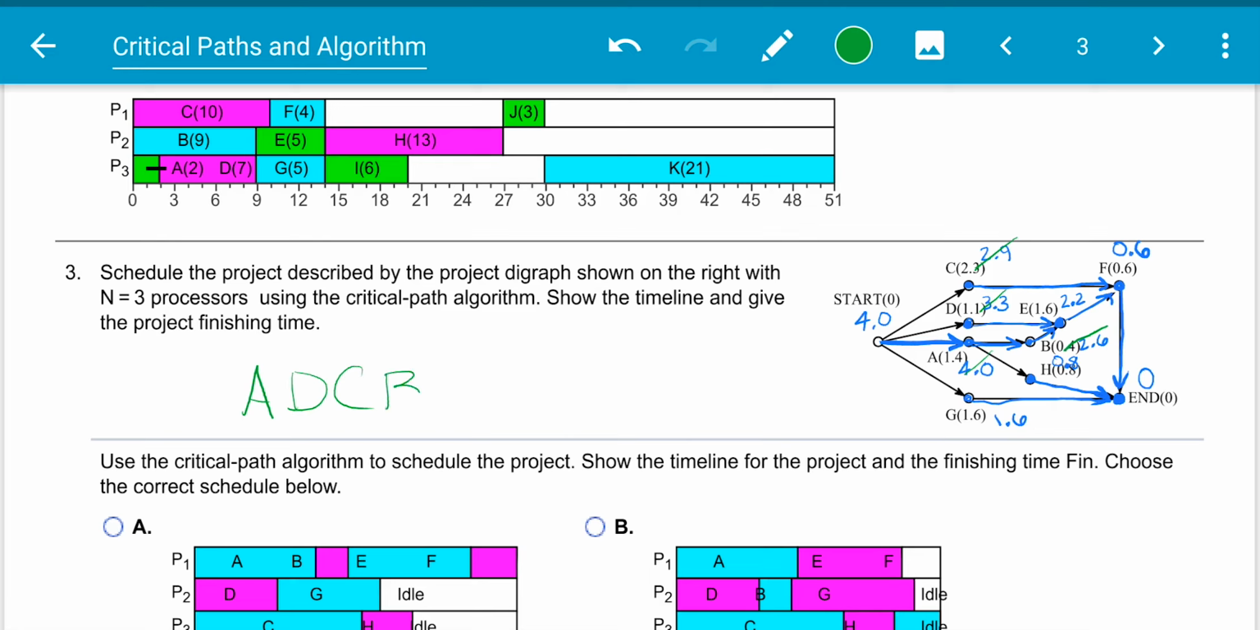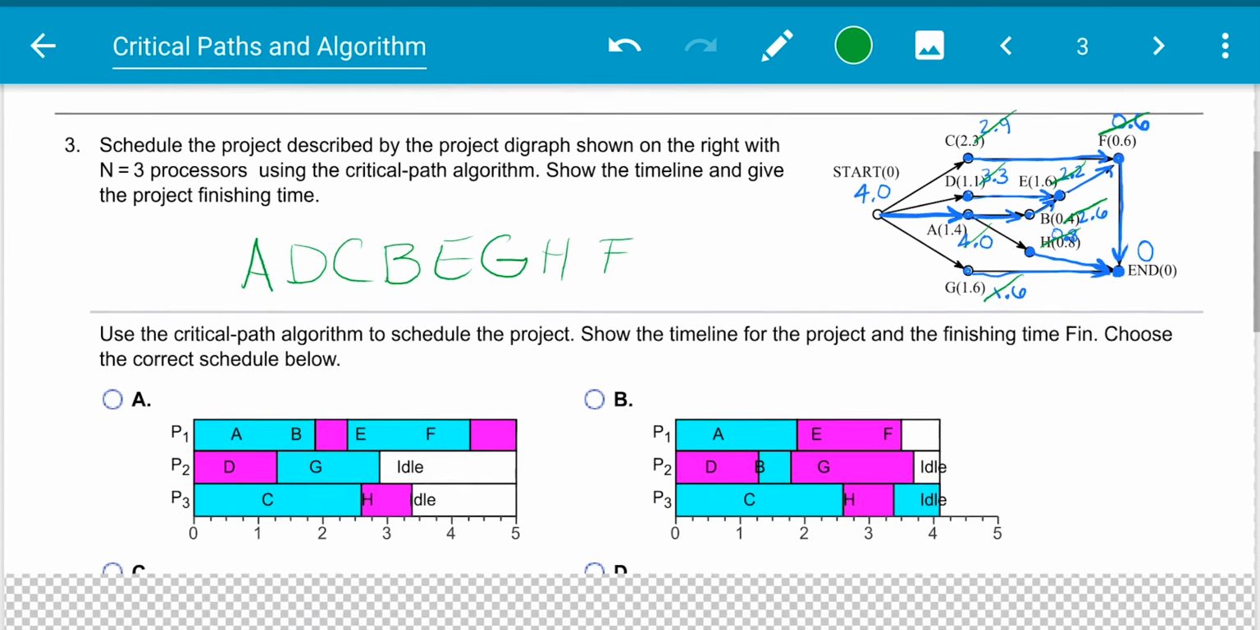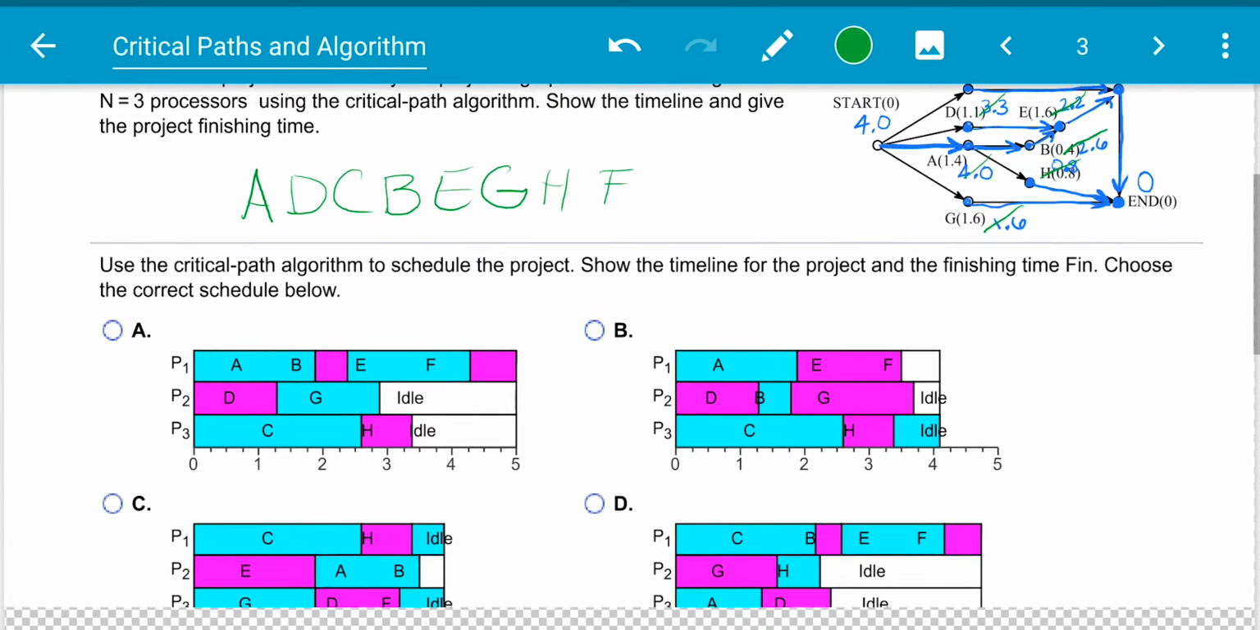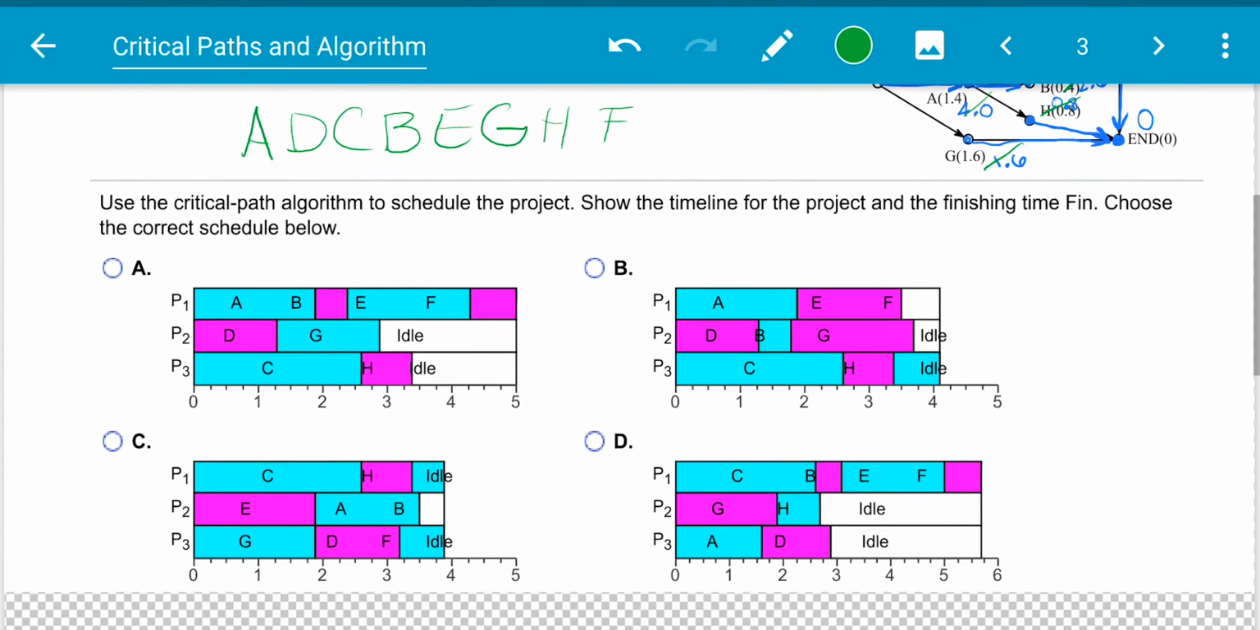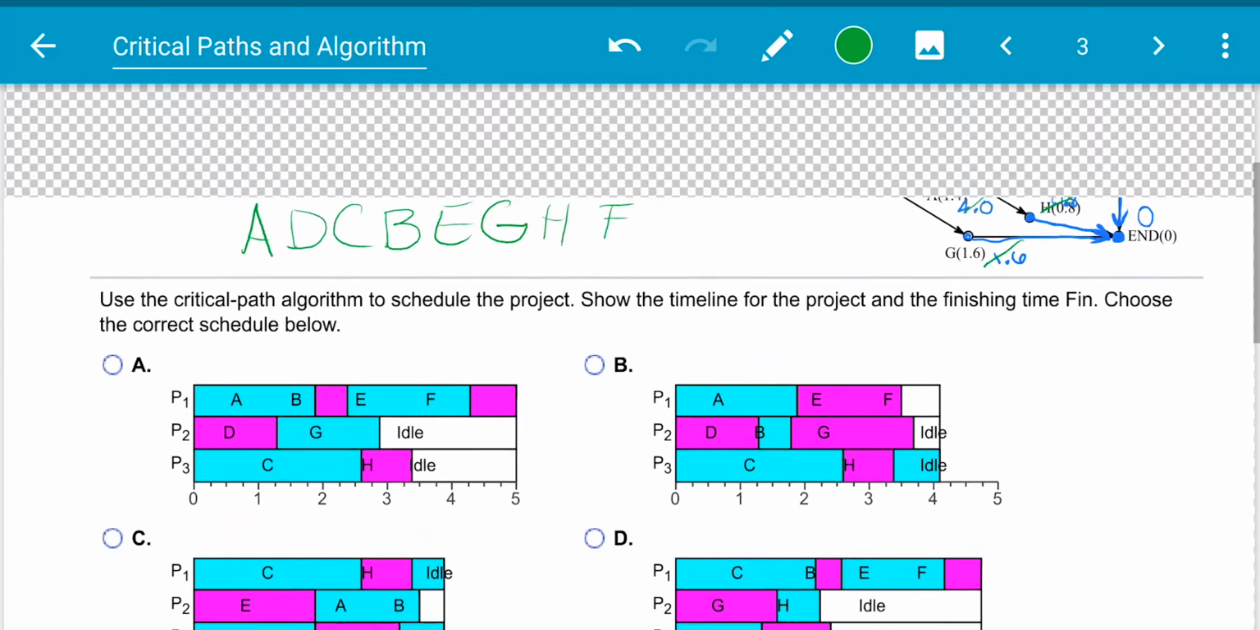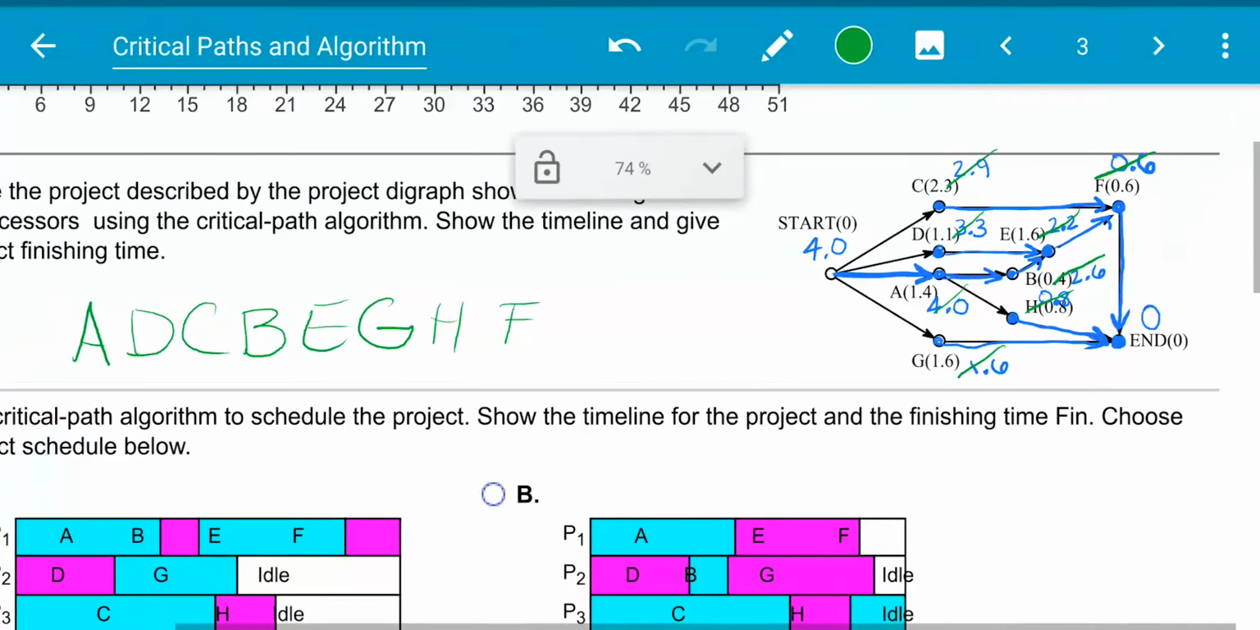2.6, which is B. Then we have a 2.2, which is E, a 1.6, which is G, and then lastly, we have H, and then lastly we have F at 0.6. So A, B, C, D, E, G, H, F is our critical time priority list per se. So using the critical path algorithm, we're going to do this the same way as we did everything else.